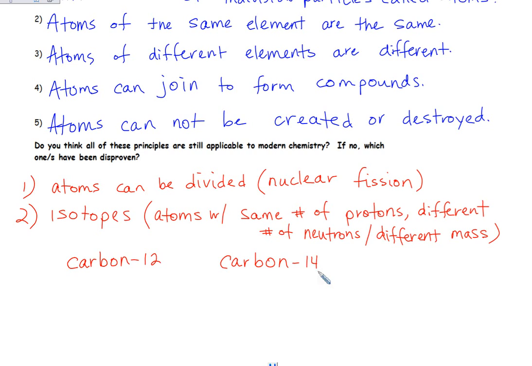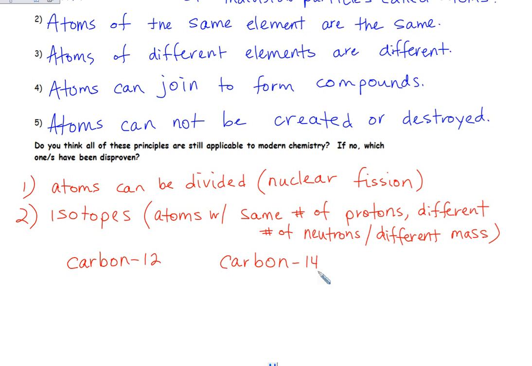So I do take a little issue with statement number 2, that atoms of the same element are the same. Not necessarily. They can have different masses, and that comes from having different numbers of neutrons. That's the topic of isotopes. We're going to get into that more later on. Number 3, different elements are different. I'm fine with that. Atoms can join to form compounds. I take no issue with that.